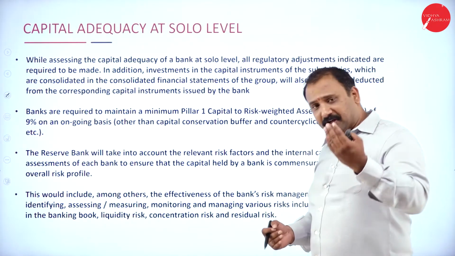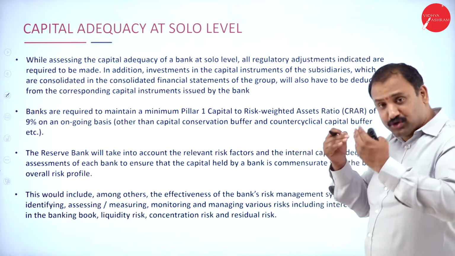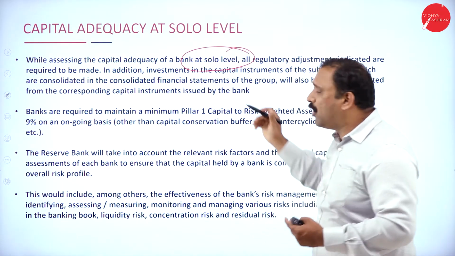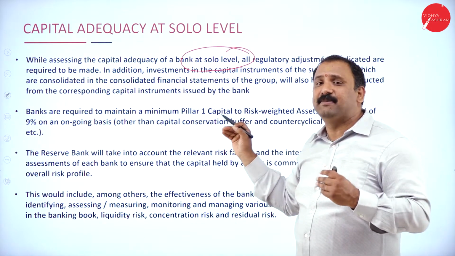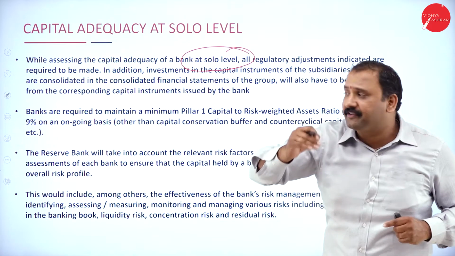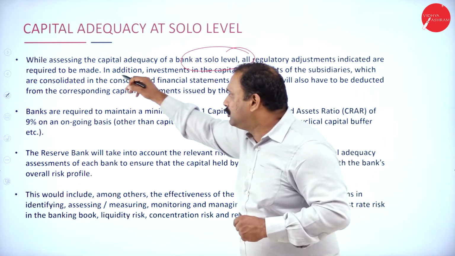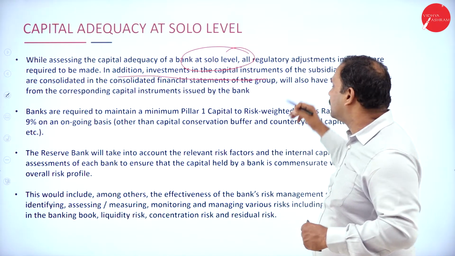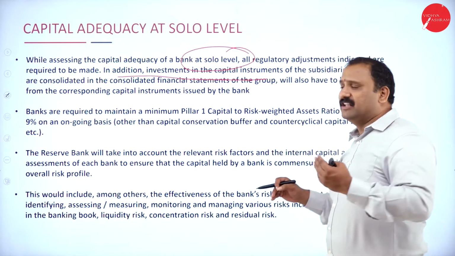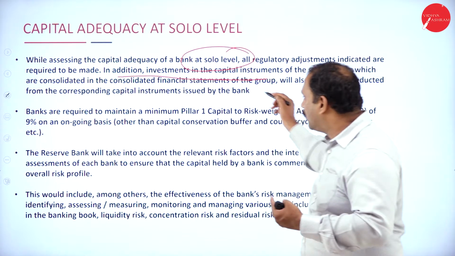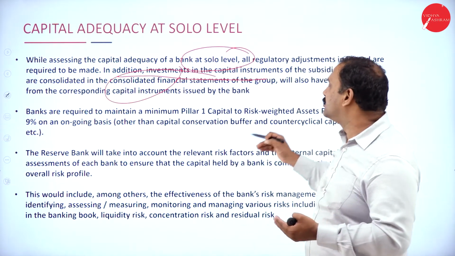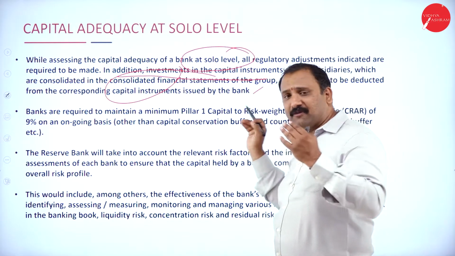Followed by, now when we talk about this ratio factor at the solo level, we need to understand the bank at the solo level, all regulatory adjustments. Now when I talk about it, I'm very clear about this factor. All the regulatory levels are required to make, in addition to the investments of the capital group, the subsidiary factors, how they have been taken, whether they are in consolidated position or the consolidated financial statements corresponding to the capital instruments issued by the bank. They also have to be deducted.